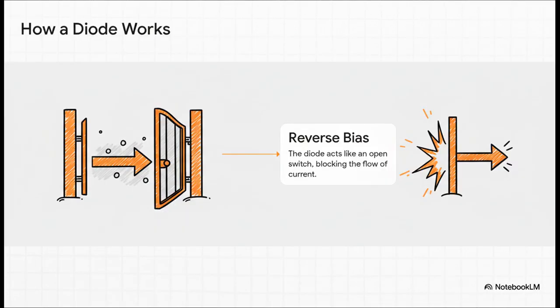So when electricity tries to flow in the correct direction, the one-way gate just swings open. We call this forward bias. But what happens when that current tries to sneak back the other way? Well, the diode goes into a state we call reverse bias, and that gate just slams shut. The flow of current is completely cut off. And that blocking action is the secret sauce here.